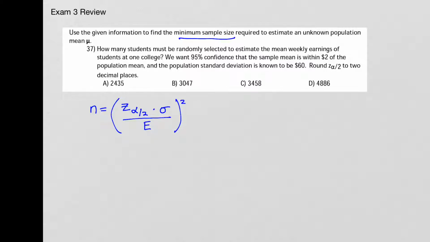quantity squared. Now in your book, they square each of these components individually, and that's fine. Either way, you get the same result. This is a little bit less typing. So what do we have in the problem? They tell us that the confidence level is 95%.